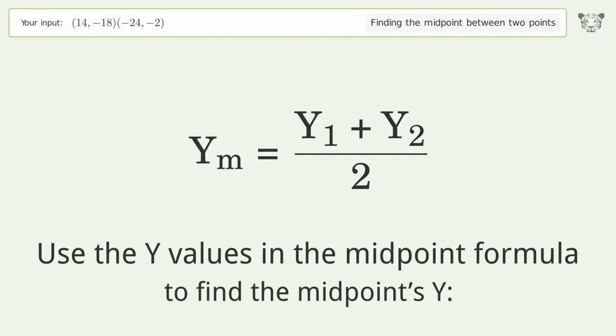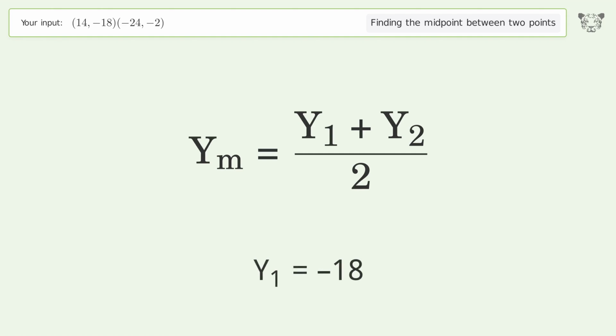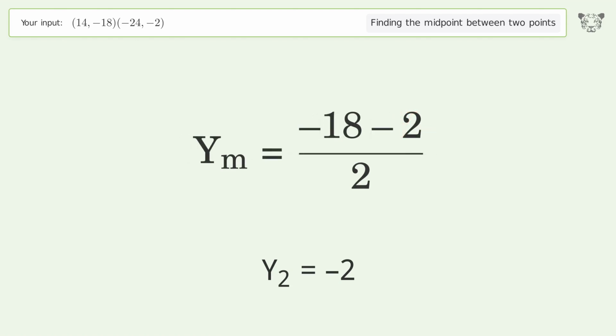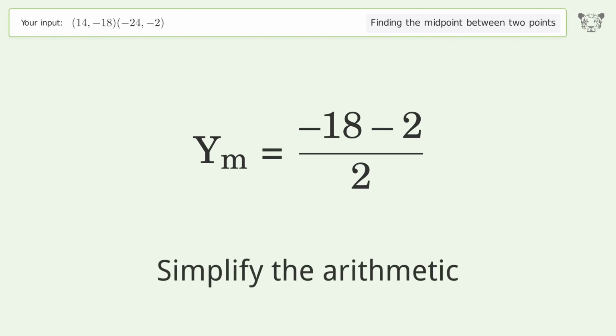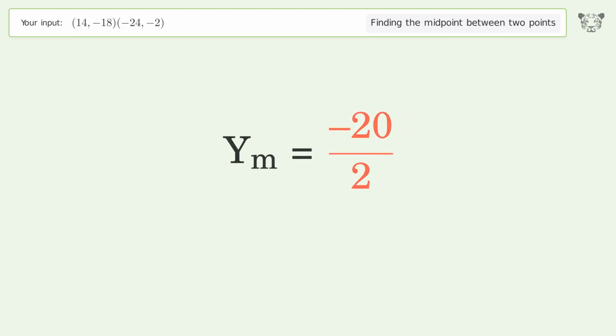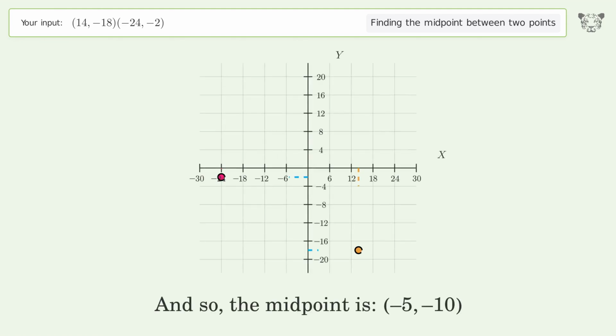Use the y values in the midpoint formula to find the midpoint's y. y1 equals -18. y2 equals -2. Simplify the arithmetic. And so, the midpoint is -5, -10.